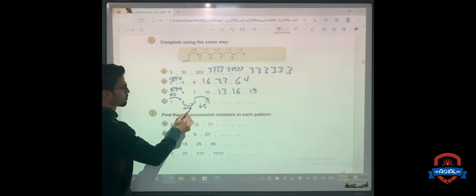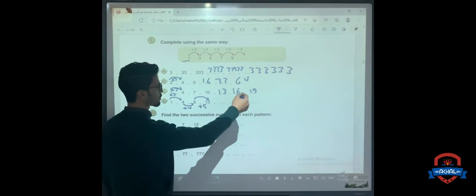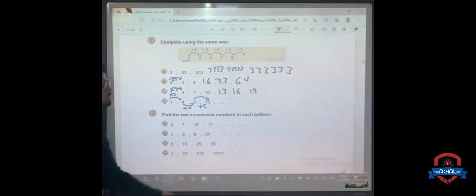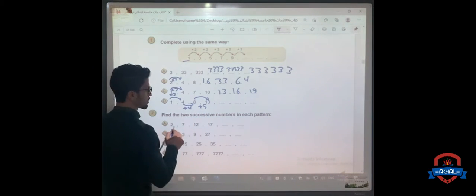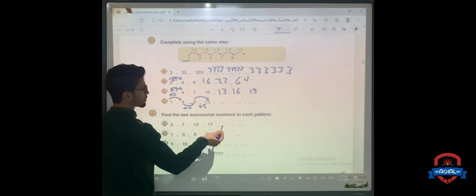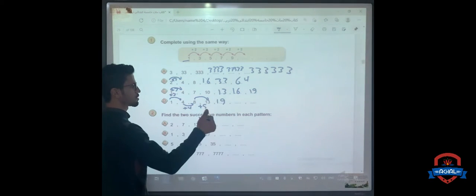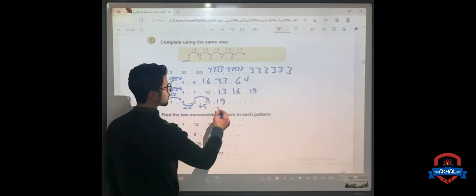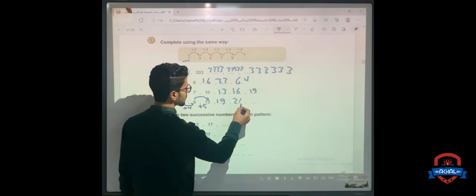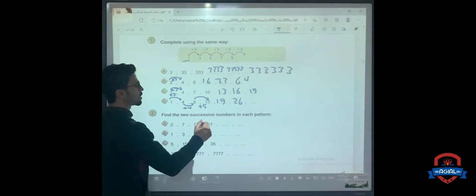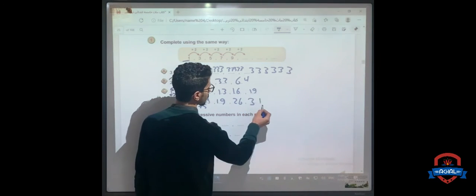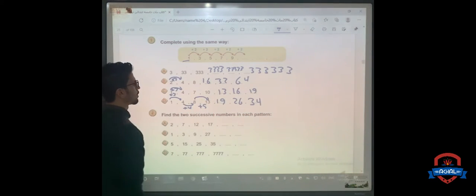So plus 3, plus 4, plus 5, plus 6, plus 7, plus 8, plus 9, plus 10, and so on. So to find the next number, we have to add 6. So 13 plus 6 equals 19, and 19 plus 7 equals 26. 26 plus 8 equals 34. So this is the pattern.